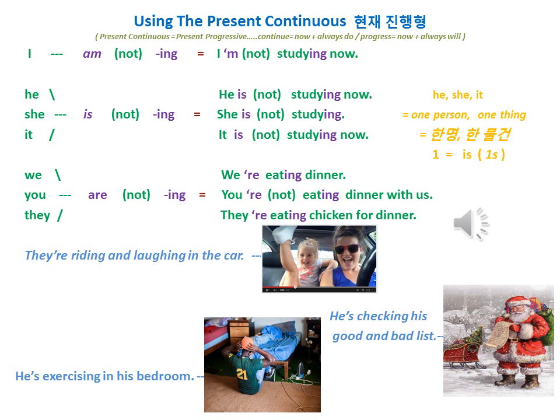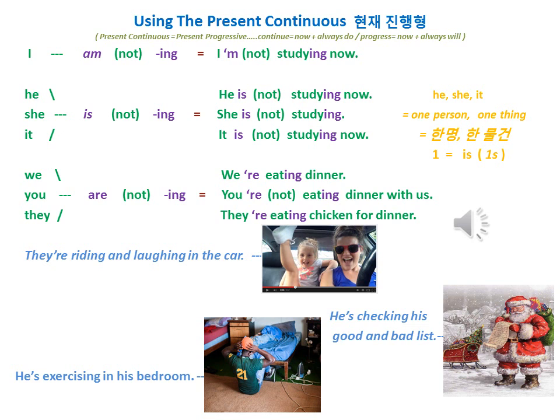Okay, and look at the photos. Match a sentence with it. They're riding. They're riding and laughing in the car. Mom with the daughter. Okay, there. Okay, next one. The guy exercising. He is. He's exercising in his bedroom.